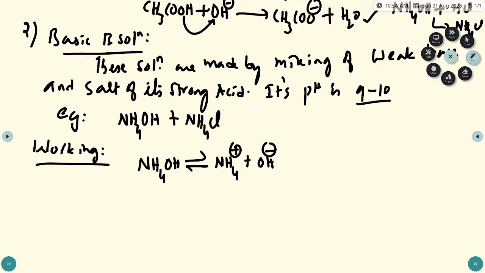Equilibrium is formed. Okay, so this is the meaning of that symbol. And one more salt is there, that is NH4Cl. And here NH4Cl is completely dissociated into NH4 plus and Cl minus. Okay, so these are the ions which are present in the basic buffer solution. What ions? NH4 plus ions, OH minus ions and Cl minus ions.